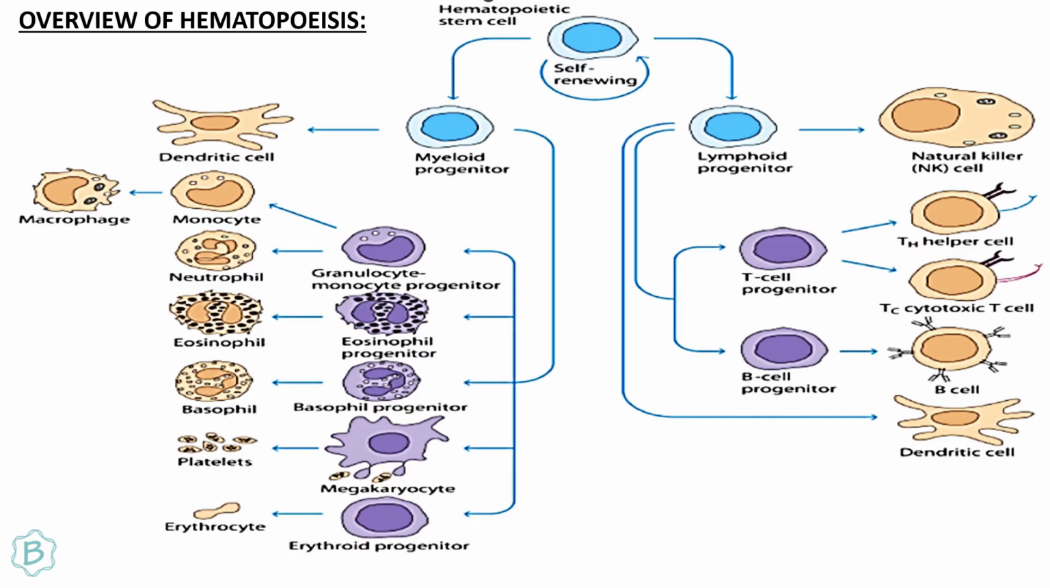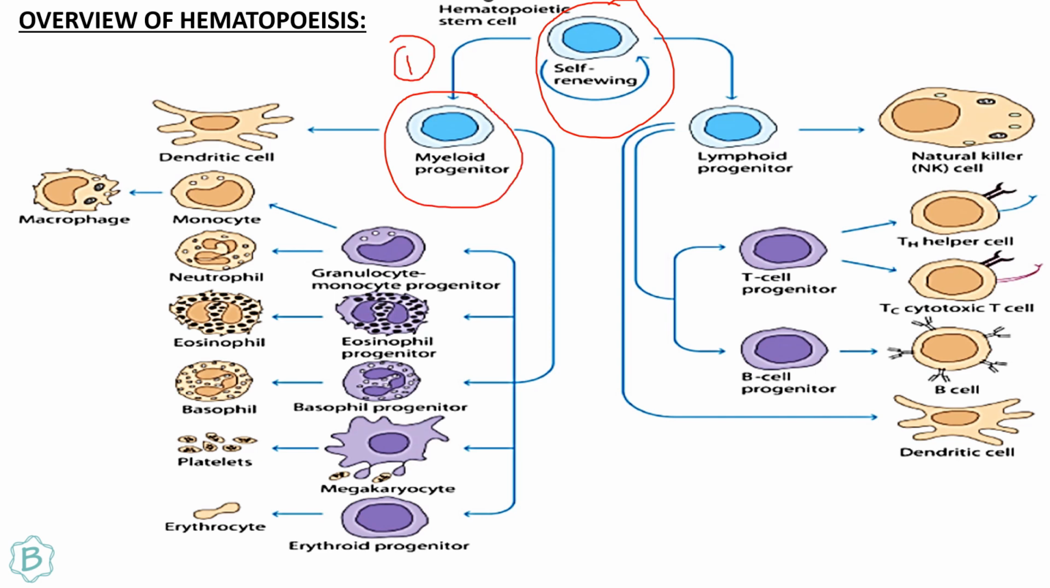Now we'll be talking about how the process of hematopoiesis takes place. Let's go step by step. So it begins with the hematopoietic stem cell. This is self-renewing in nature, so it will continue to self-replicate and maintain its own population. Also, it will differentiate into two kinds of progenitor cells. First is the myeloid progenitor.